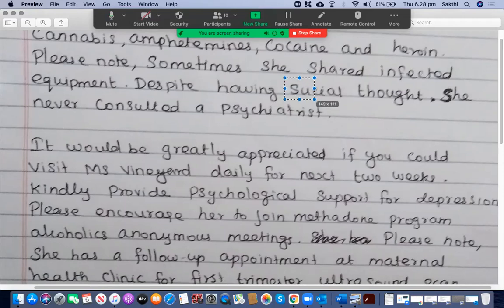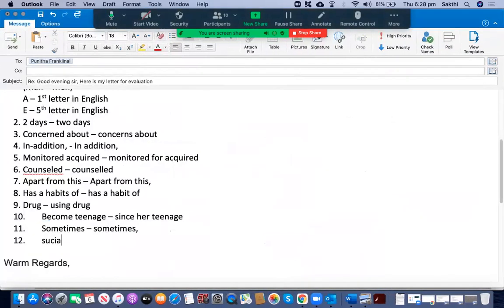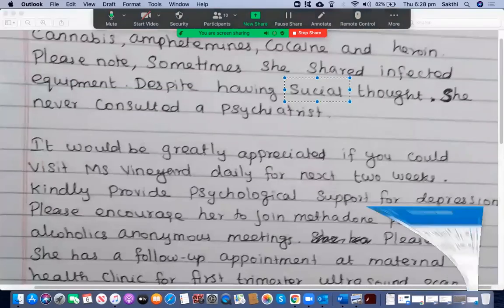suicidal thought. Is that social thought? What's this? Suicidal. But suicidal, that's what you have written. So the spelling is incorrect. It's very bad. Okay. Yeah, I thought it's a social thought. Okay, it's suicidal. So the way you have to write it down is suicidal thoughts. Okay, simple. All right, suicidal thoughts.